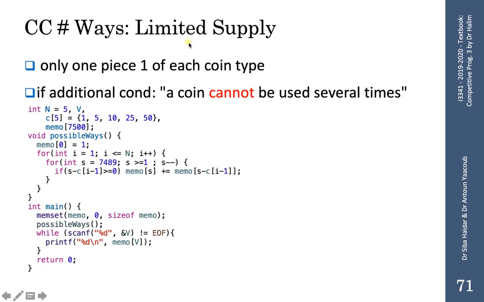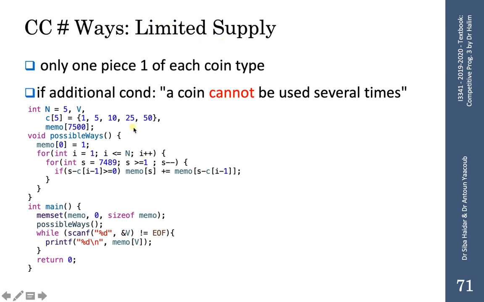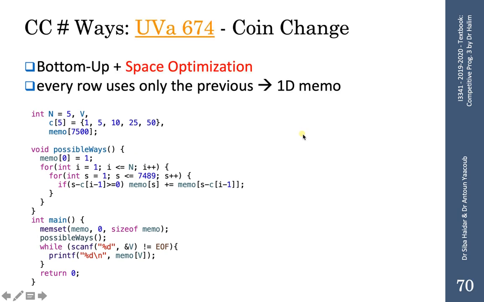A variant of the coin change problem is the following. Suppose we remove the unlimited supply available and we have a problem with a limited supply. Suppose you are given only one piece of each coin type. An additional condition, I repeat: a coin cannot be used several times. It can either be used or ignored, either take or not, but you cannot take, for example, 2 coins of 5 cents. How do we modify our solution from previously?